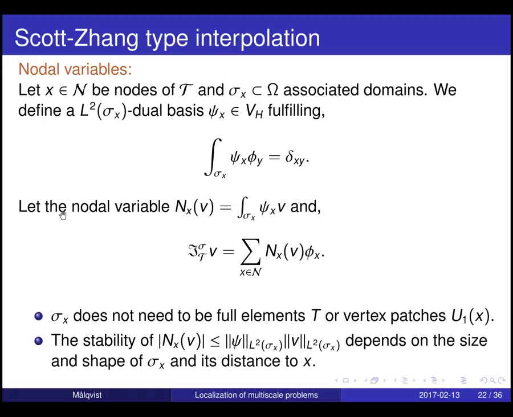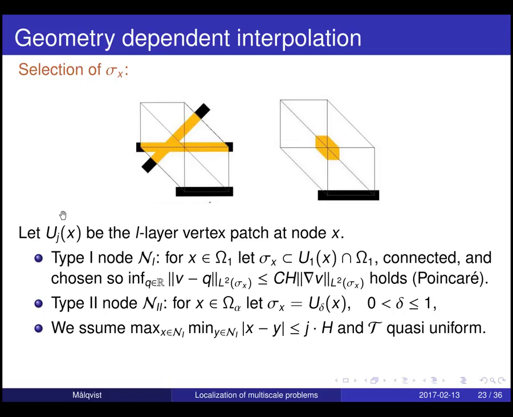The stability of this interpolant, so the L2 norm of this thing, of course will depend on the shape of sigma x, the size of it. If it gets very small, the constant gets big, like the nodal interpolant will be a sort of limiting case. And also its distance to x, but we typically think of that we have a node x inside sigma x, but it would not be totally necessary to do it that way.